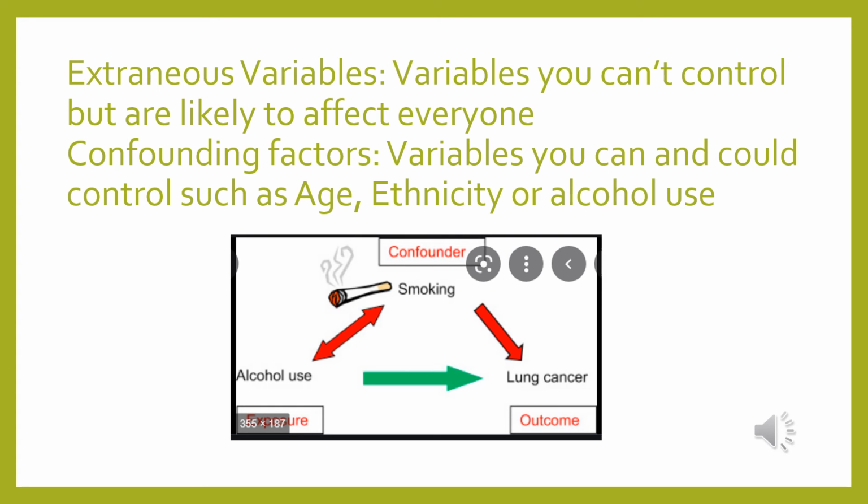So what are the extraneous or confounding factors that might affect our results? Well, these can be a variety of things. They could be extraneous factors, which are variables you can't control, which I'll explain, or confounding factors, which are areas that you could and should control to prevent confounding. Examples of confounding factors include things like age, ethnicity, prior experience, and what kind of job history they have. Now, explaining a little bit more about extraneous variables. These are variables that you can't control but are likely to affect everyone.